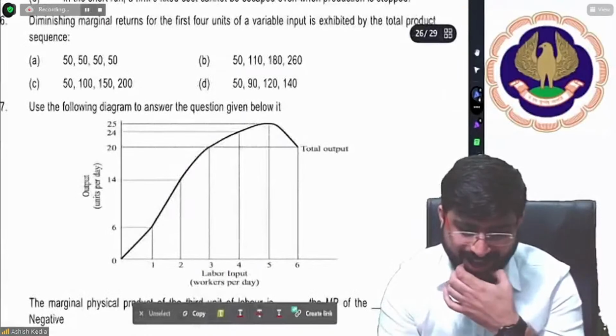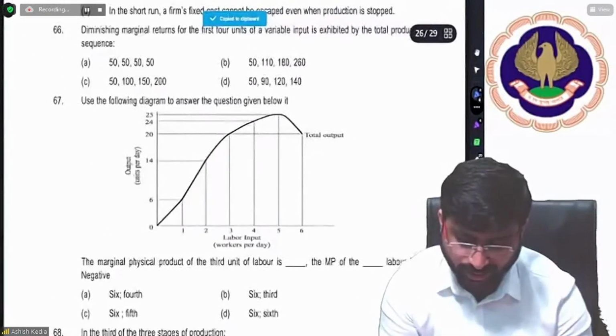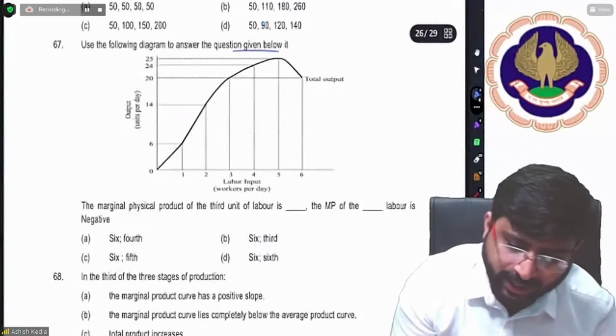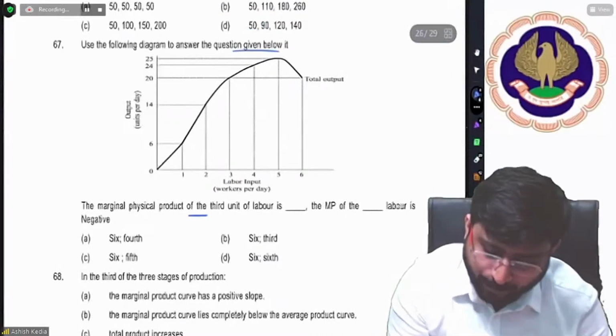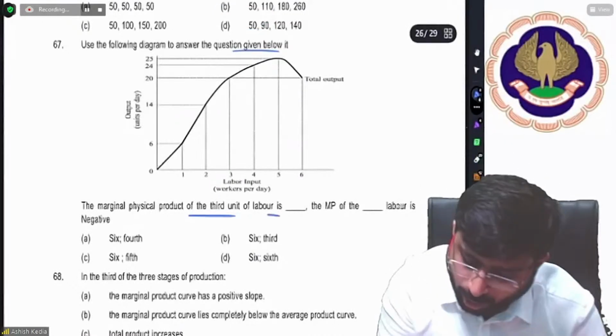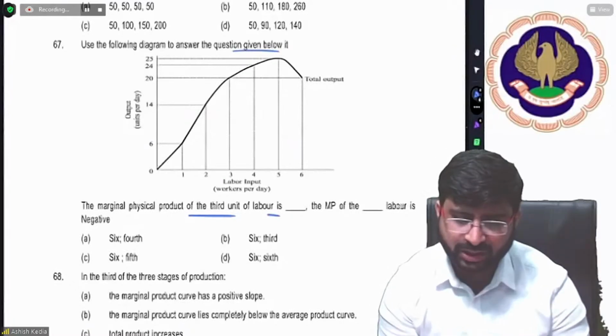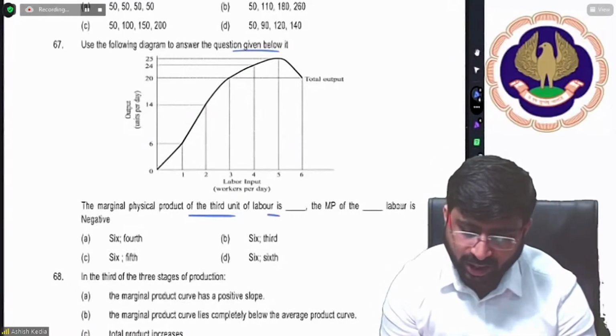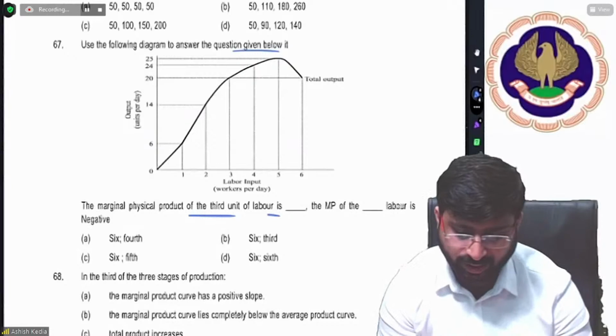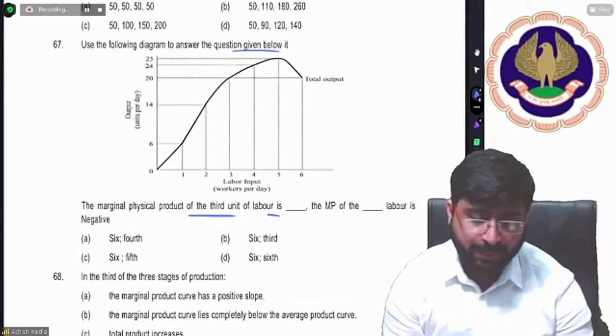A good one, diagram based question. Let's see what they're asking. Use the following diagram to answer the question. The MP of the third labor is dash. The MP of dash labor is negative. So see, they're asking the third unit of labor marginal product. A very good one, best question.